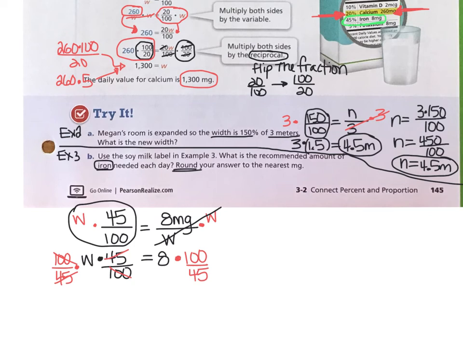Okay, now the hundreds and the 45s cancel out on that side. So what I'm left with is W equals 8 times 100 divided by 45, which doesn't matter how you do that on the calculator, you're going to get 17.7, and then that 7 goes on and on and on, so you put a bar across it. Now, in order to represent this correctly, because it does tell us to round to the nearest milligram, we would say that's closest to 18 milligrams.